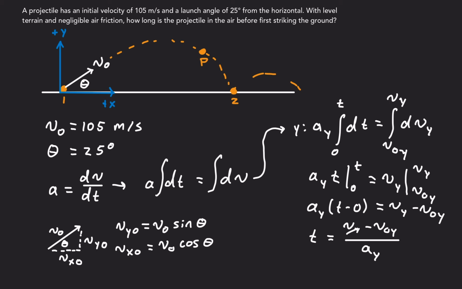Vy is 0. We know ay is negative 9.81 meters per second squared. And we have a minus v naught y. V naught y, I labeled it vy naught over here, but it's the same representation. We know that because it's just equal to the initial velocity times the sine of the inclination angle.